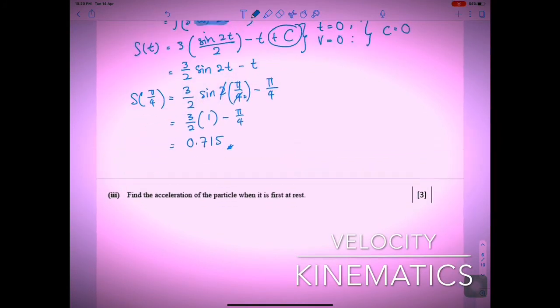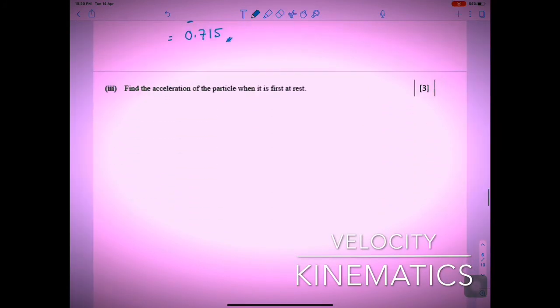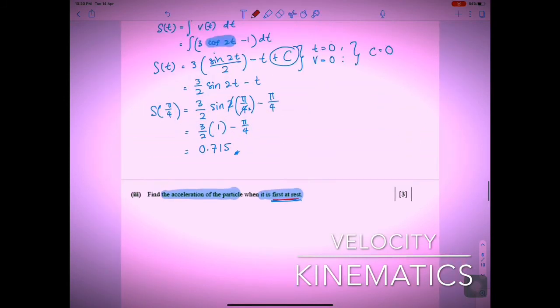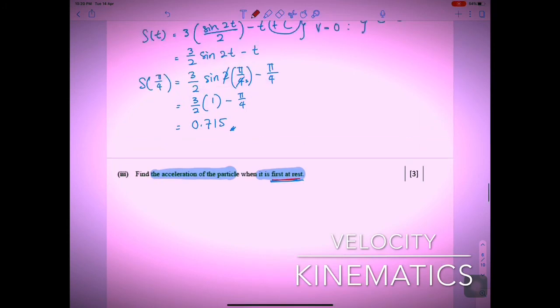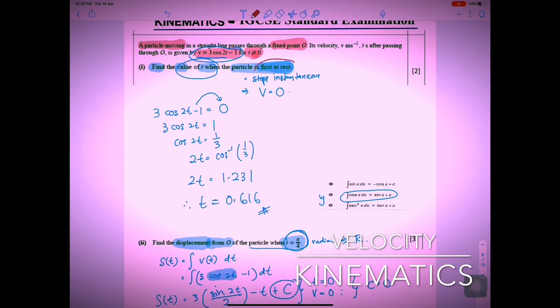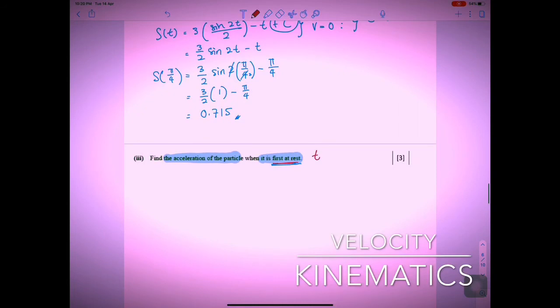Okay, question 3. Find the acceleration of the particle when it is first at rest. First at rest is from question 1, part 1, which is t equals 0.616.